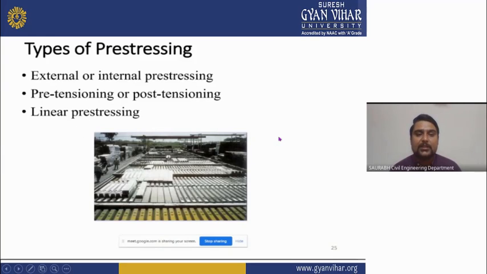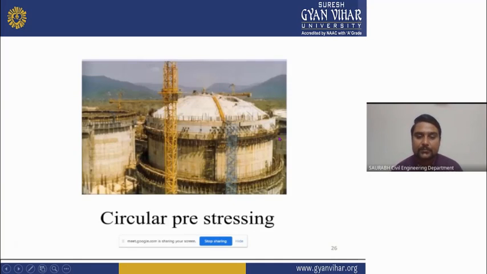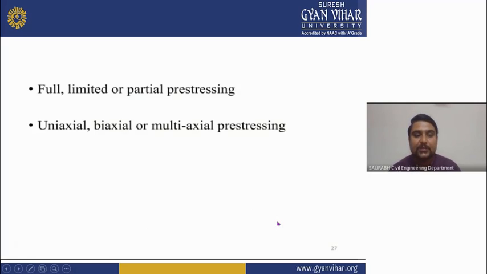Types of prestressing here: external or internal prestressing, pre-tensioning and post-tensioning, and one more is linear prestressing. These are the types of prestressing which are used in the casting of the PSC member. Now we will see circular prestressing. This is the example of a dome which you can see here in your picture, that is circular prestressing.